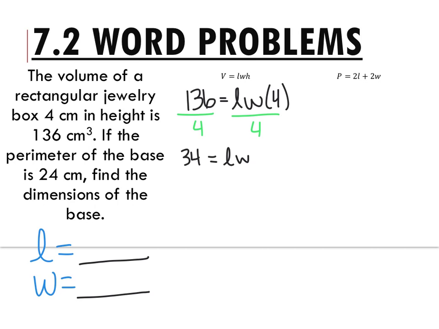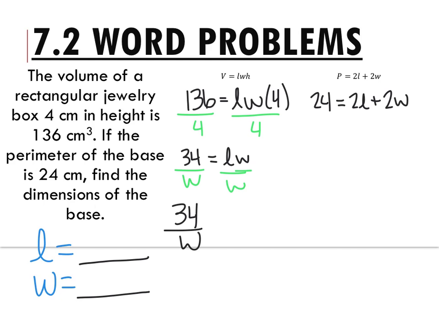Okay, so what I want to do then is figure out what the length and the width is. We know the perimeter of the base, which is just a rectangle, is 24. We don't know the length and we don't know the width. Okay? But I could solve for the length or the width with this equation right here. If I divide both sides by W or L, it doesn't matter which one, I just picked W, we get 34 over W is equal to L, which means in my equation over here, instead of writing L, I could write 34 over W and get one variable in this equation, which means that I could actually solve it.